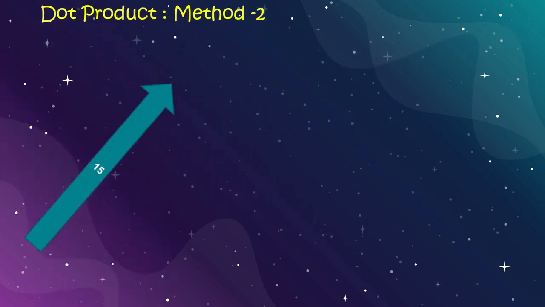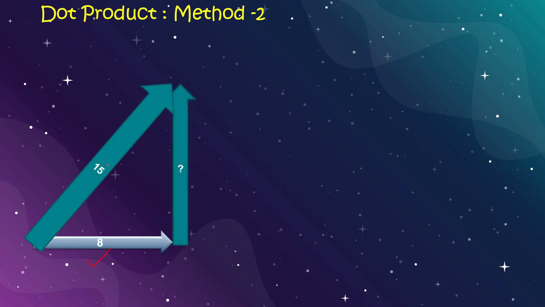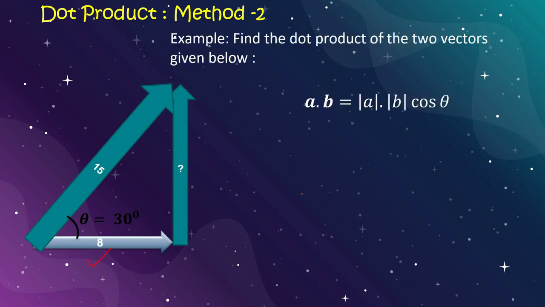Then another method. These dot products can be given along with an angle. Suppose one vector has a magnitude of 8, and another vector has a magnitude of 15. Along with that, the angle is given, the angle is 30 degrees. So, to find out the dot product, we have to use the formula a dot b is equal to mod of a into mod of b into cos theta.